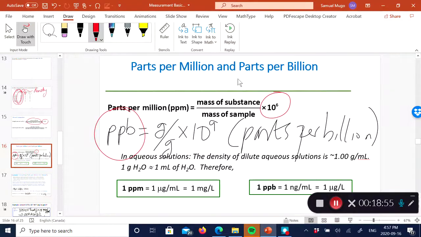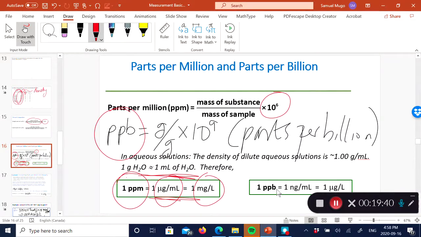Now you can convert these sorts of mass by mass into mass by volume just by multiplying with the density. Remember, the density of most solutions that are made with water is very, very close to 1. And so if you multiply by the density here, which is 1 gram per mL, then you can convert the ppm into mass by volume. So the definition of ppm in mass to volume is milligrams per liter, or micrograms per mL.